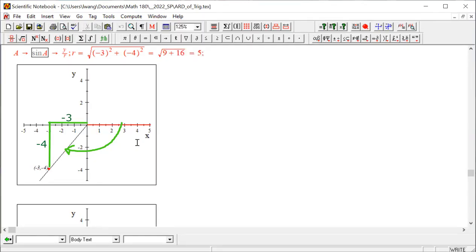So now this angle A, okay, this angle A here, sine of A is equal to y over r. What is y? Y is -4. So -4 over r. R is 5. You see, the terminal of the angle that ends in the third quadrant, sine is negative. Sine is negative.